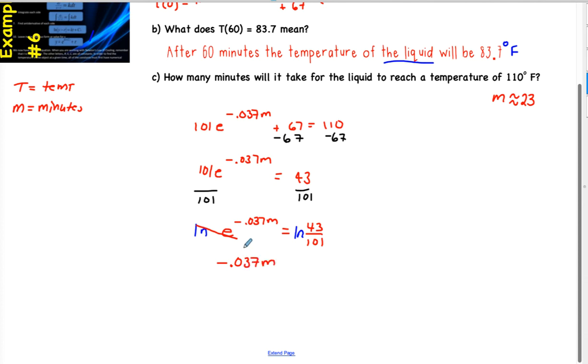Now, if you're like, hey, Mrs. Trulin, how does that cross off? Well, remember, what is the exponent of e that gets me e? 1. And this would fall down in front. So the quick step is to just cross that off, and then I'm left over here with the natural logarithm of 43 divided by 101. Well, my last step is to divide by negative 0.037.